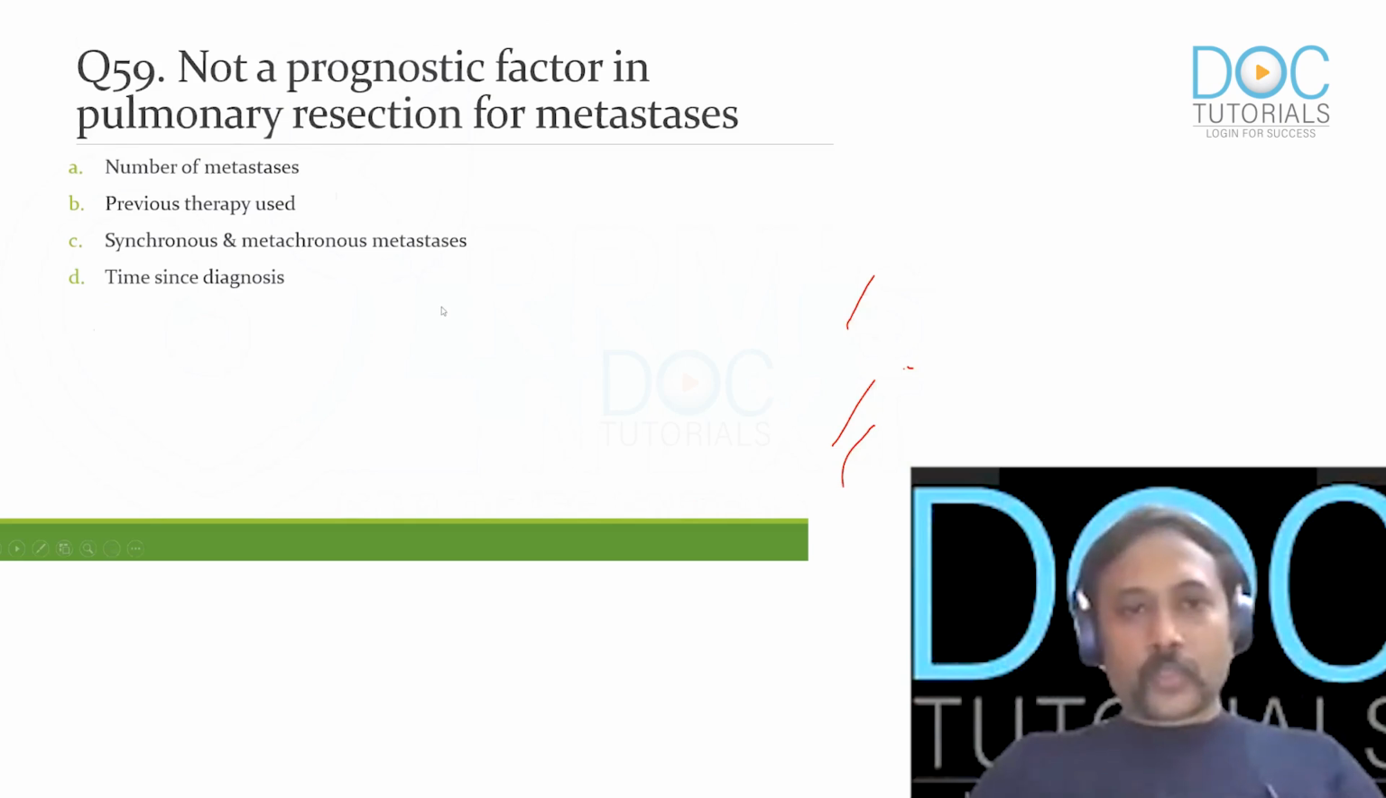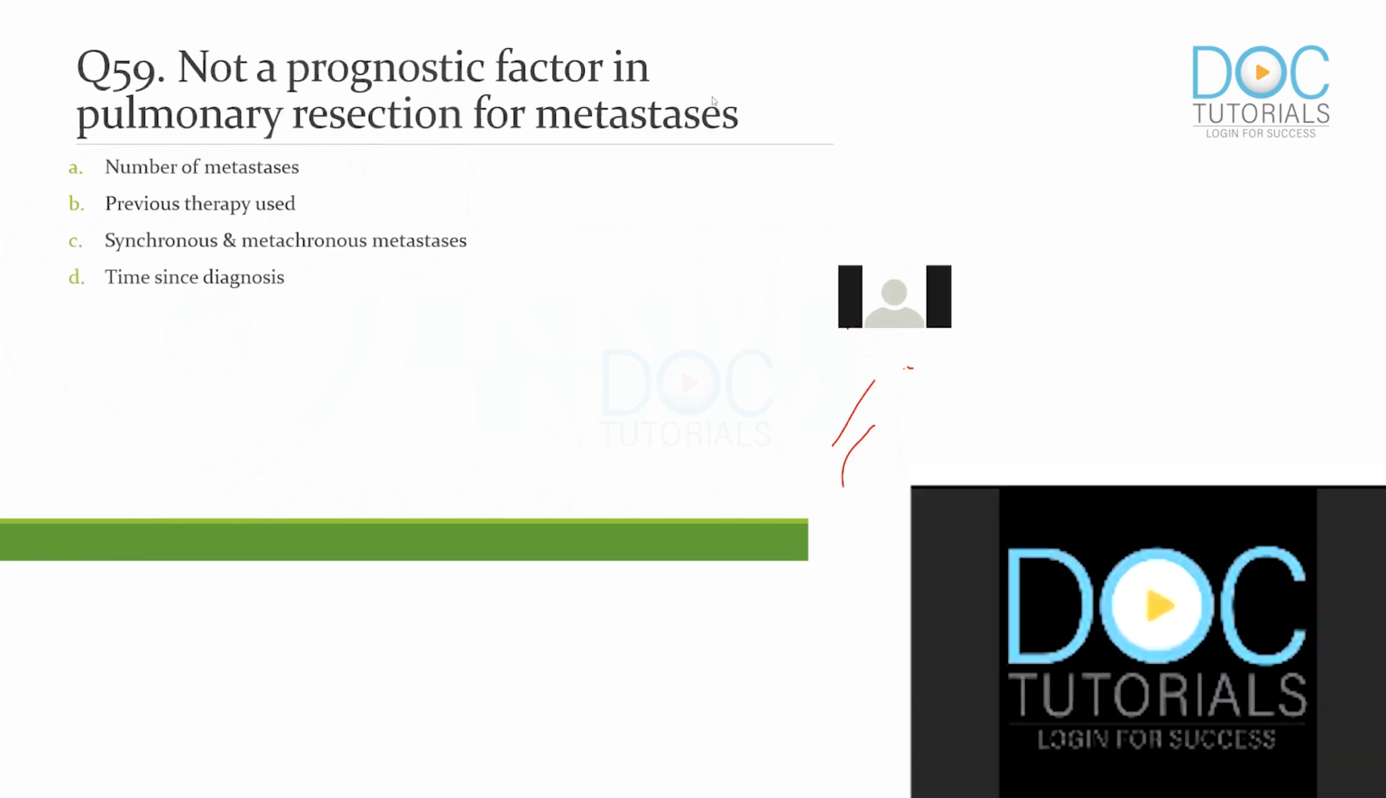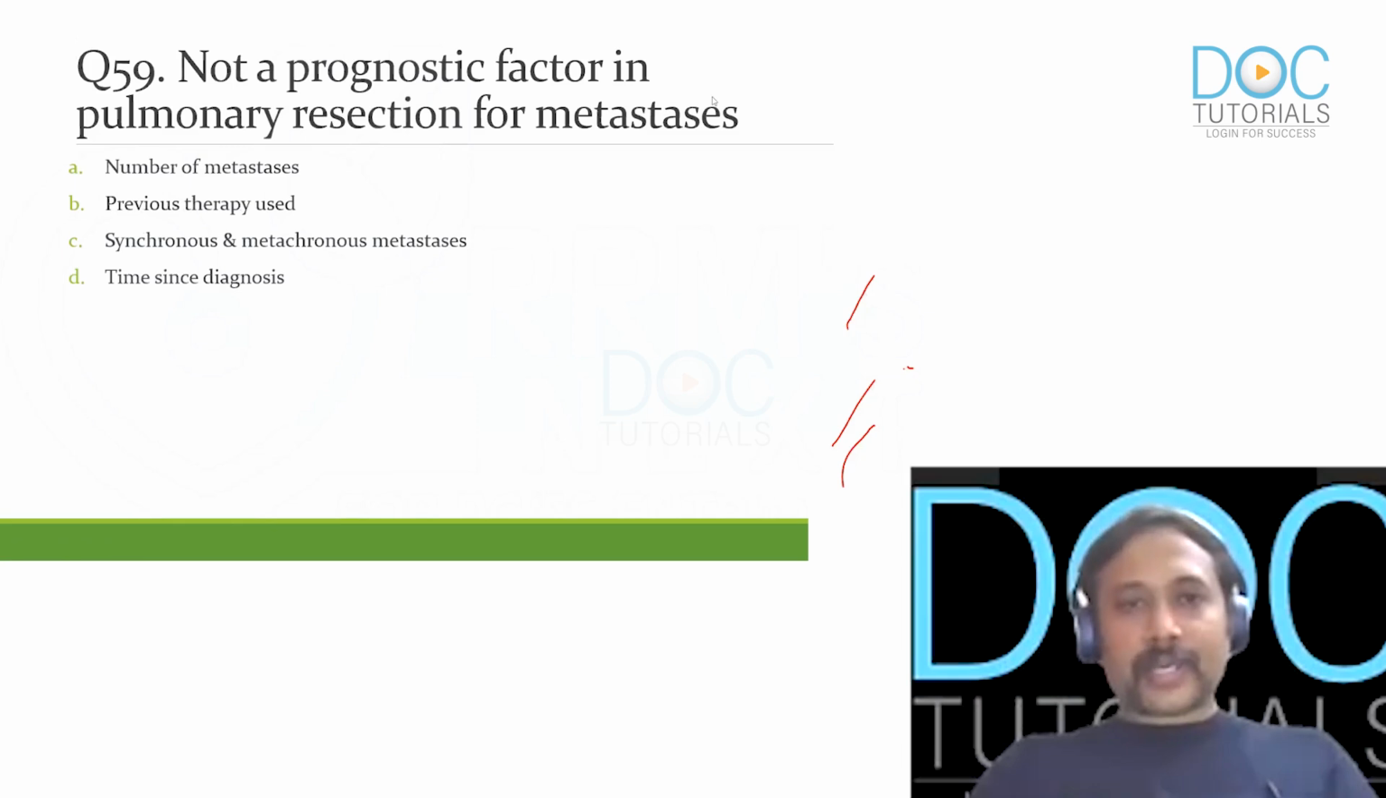So which is not a prognostic factor in pulmonary resection for metastasis? Is it the number of metastases? Is it the previous therapy used, synchronous or metachronous nature, or the time since diagnosis, which is not a prognostic factor here? Okay, getting multiple answers. Yes, most of you seem to be getting it right. The answer is correct. The previous therapy used will not have an impact on whether we are going to go ahead with the resection or not, and it does not have an impact on the prognosis of metastasis.